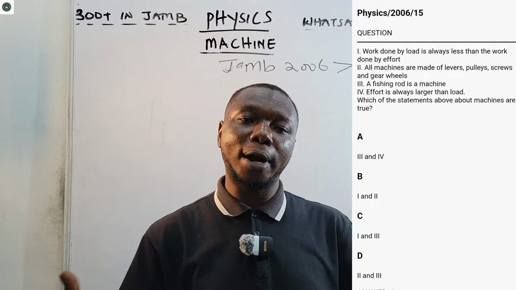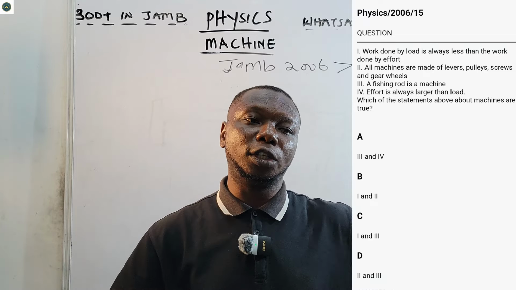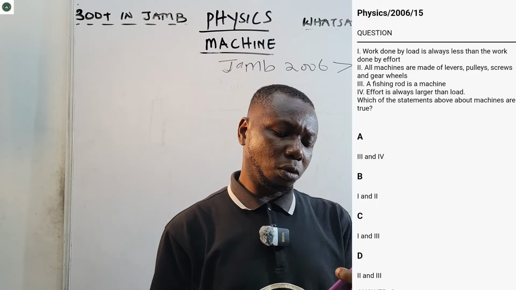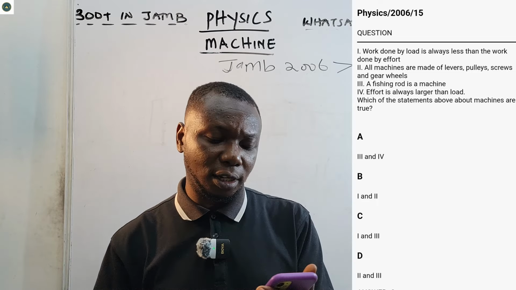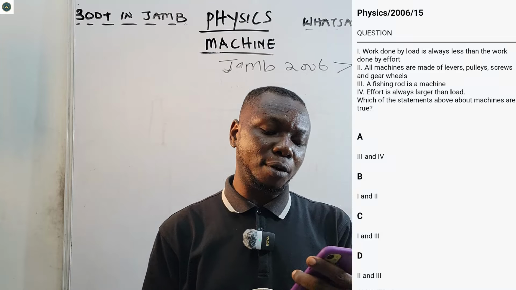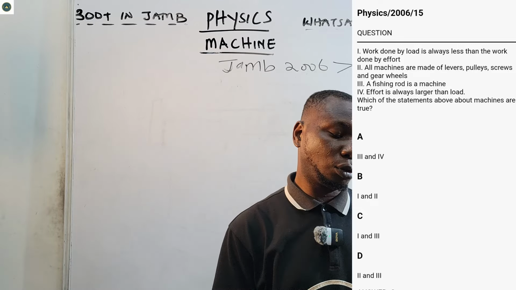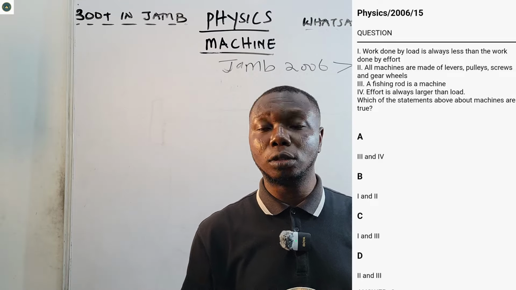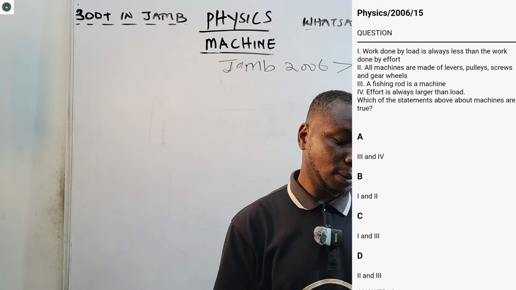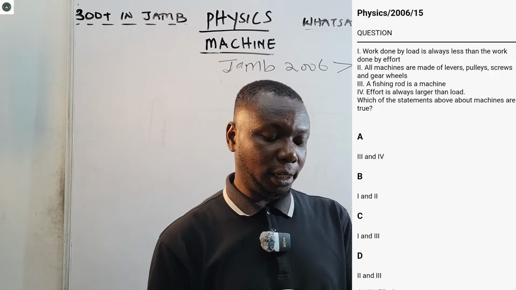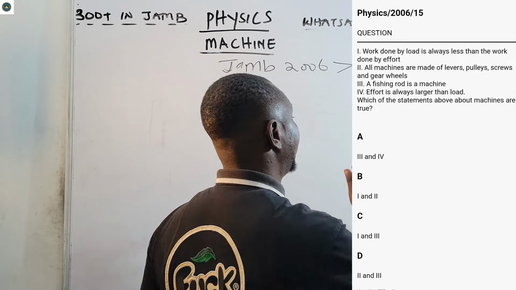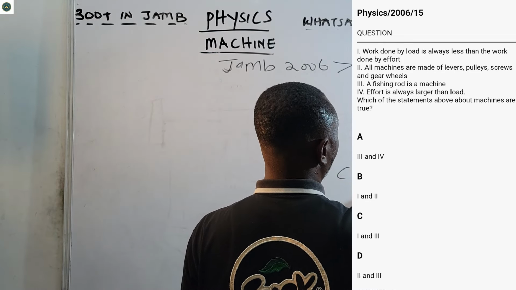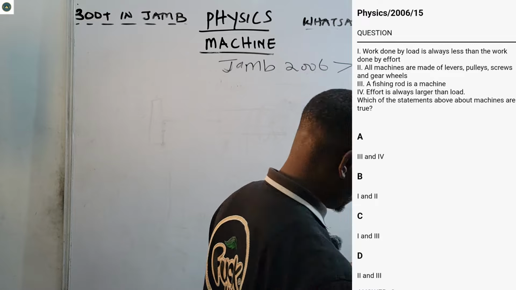For third class, what happened? I told you earlier that the effort is between the load and the fulcrum. Then effort is always larger than load? No, we have other cases where the load is larger than the effort. So which of the statements above about machines are true? So it's 1 and 3. 1 says work done by load is always less than the work done by effort, and 3, a fishing rod is a machine. So the answer is C, 1 and 3.